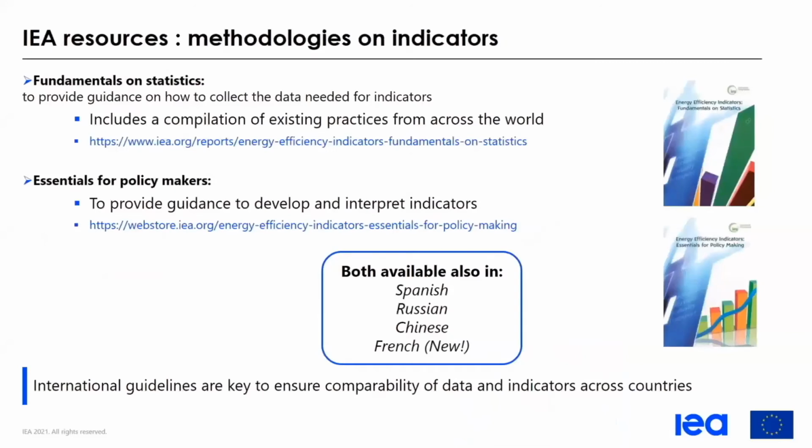The IEA has developed two manuals. The first one is the Fundamentals on Statistics and provides guidance on how to collect data and how to develop those efficiency indicators. And it includes also a compilation of existing practices of data collection from across the world. And the second one is the Essentials for Policymakers, which advises on how to develop those indicators as well, and particularly how to interpret the energy efficiency indicators. Both manuals are available on the IEA website in English, Spanish, Russian, Chinese, and also French.